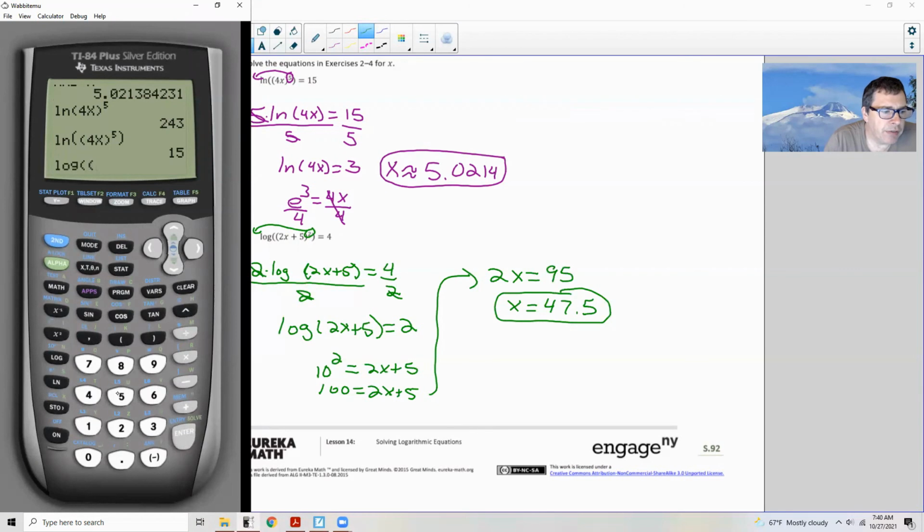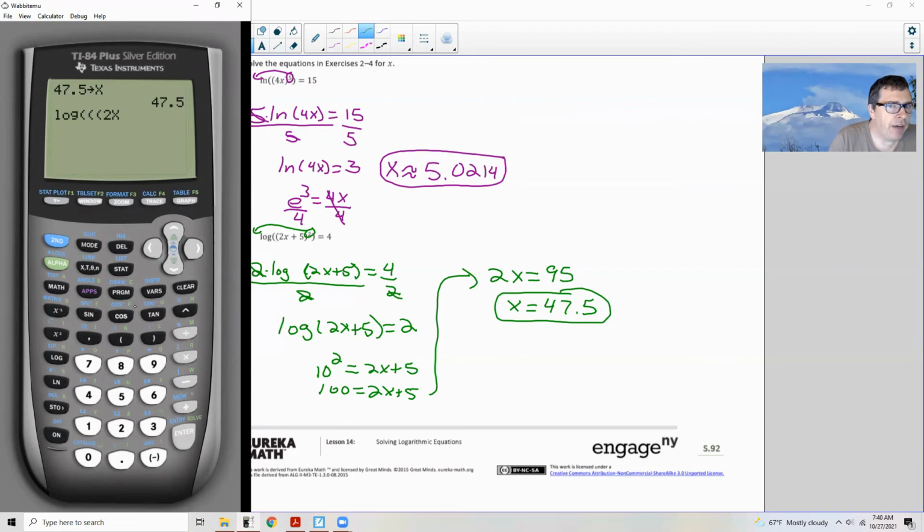Another parentheses. Actually, let me store x first. So I'm going to put 47.5 store x, enter, and then do log, double parentheses, 2x. And then if you store it for x, you're just plugging this in just as you see it. It just makes it so much easier.